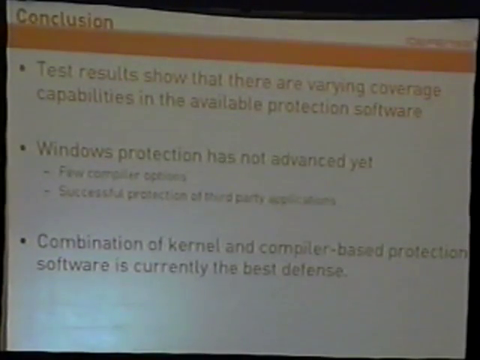Well, the test results are showing the various coverage that each protection is able to offer. And you can see that from the graph. And the Windows protection, as we can see from the graph, is not advanced yet. All these programs had to disassemble the kernel, disassemble internal structures to get this kind of knowledge. So it's going to take a little longer. There are few compiler options for Windows, unlike Linux. And that's probably one of the problems. Also, we haven't been able to implement successful protection of third-party applications.